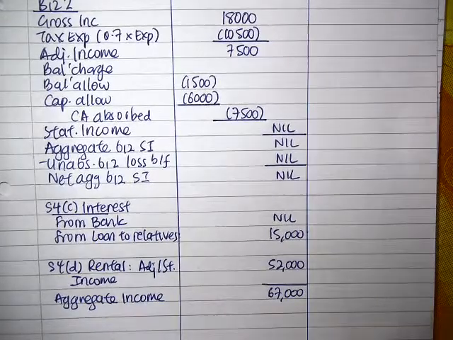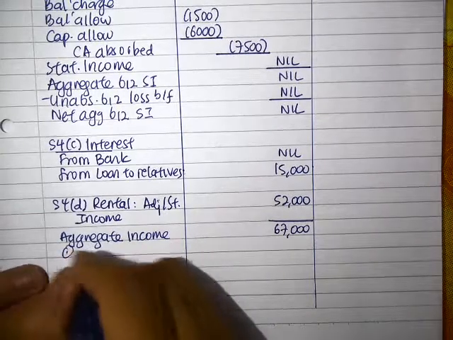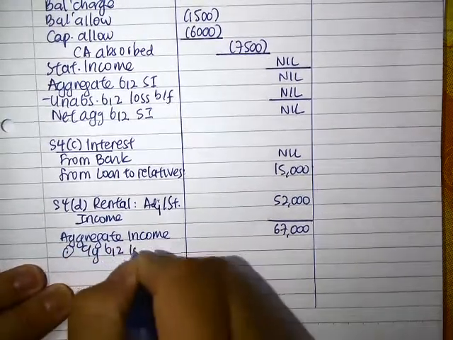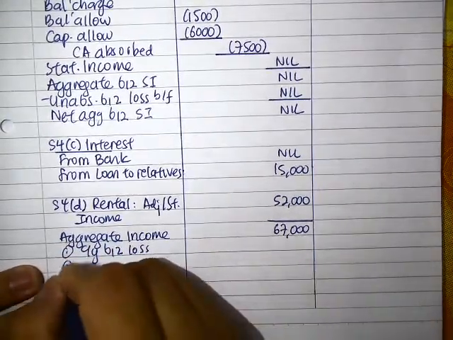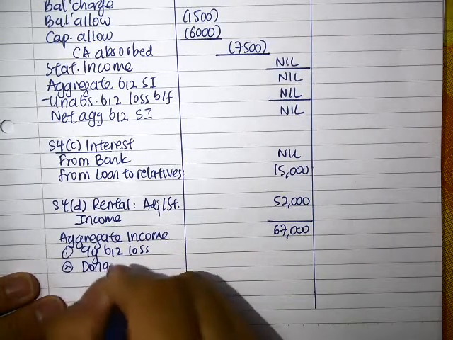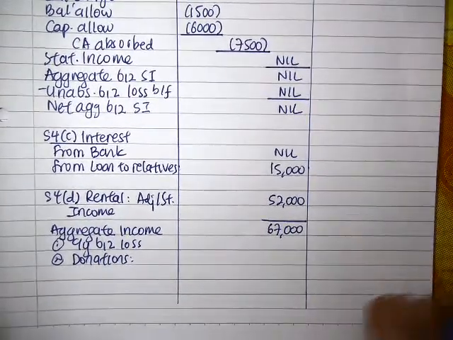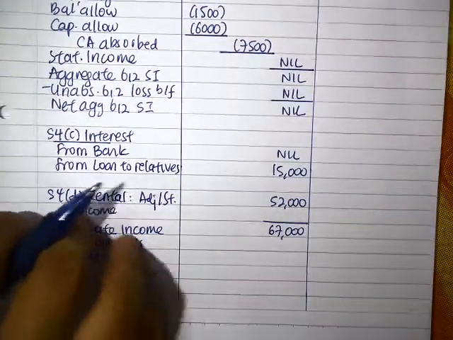So ask yourself, what do you claim after aggregate? First you must claim the current year business loss, which is not applicable in this case, then followed by donations. There's a couple of donations that we are having here. I think I've not got enough space, so I'm going to show these at the back.